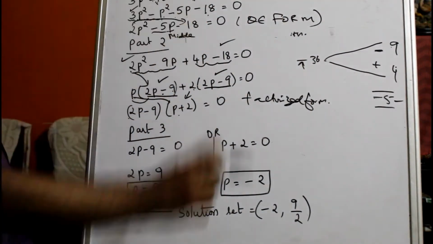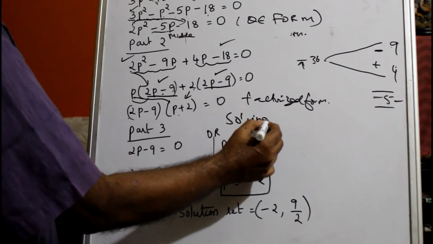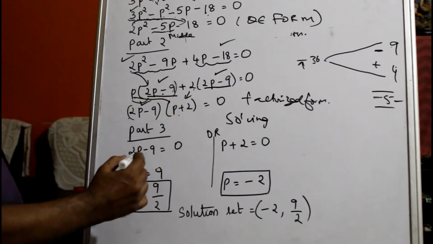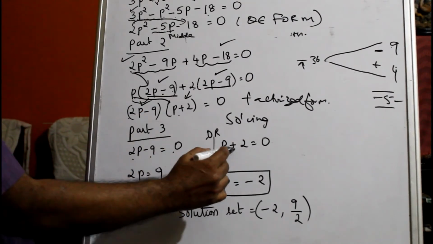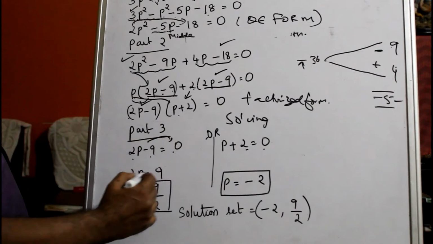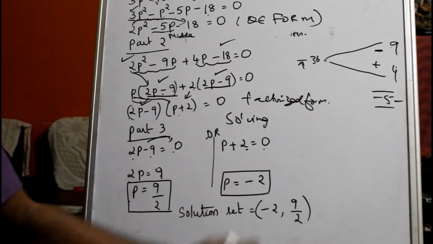Now the last part is you have to solve. Finally the solving part. When two numbers multiplied equal 0, either this should be 0 or that should be 0. 2p minus 9 equal to 0 or p plus 2 equal to 0. Take the 9 that side: 2p equal to 9, p equal to 9 by 2. You get p equal to minus 2. This is the solution set.